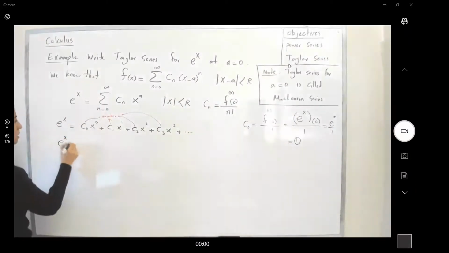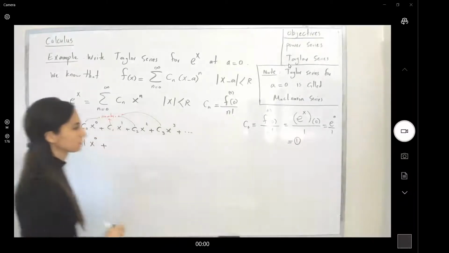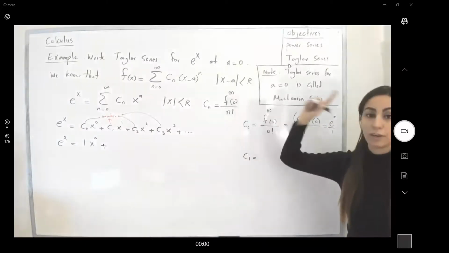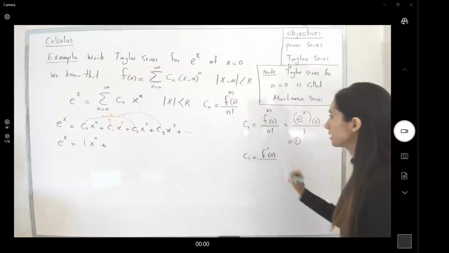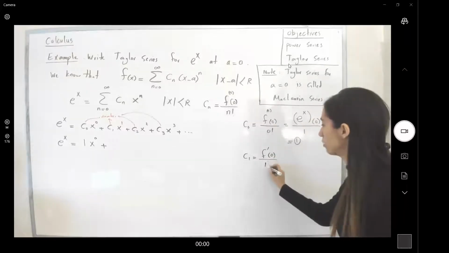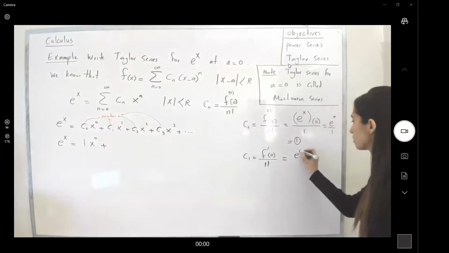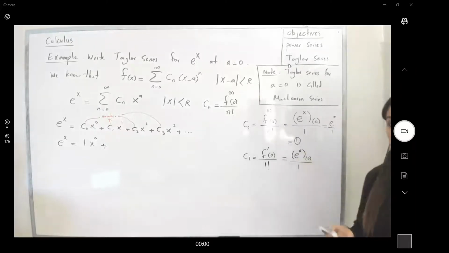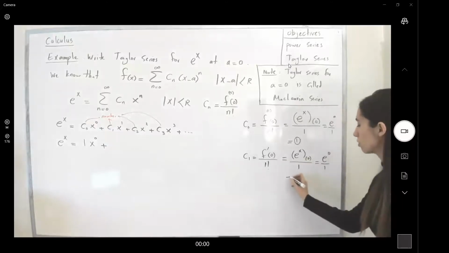So e to the x is equal to 1 times x to the power 0 plus c sub 1, which is the first derivative. n is equal to 1. The first derivative of the function evaluated at 0 divided by 1 factorial. The first derivative of e to the x is e to the x. So e to the x evaluated at 0 divided by 1 factorial, which is 1. Again, we get e to 0 divided by 1, which is equal to 1.